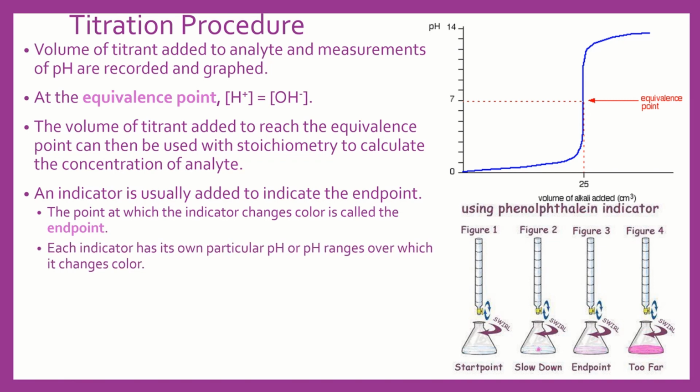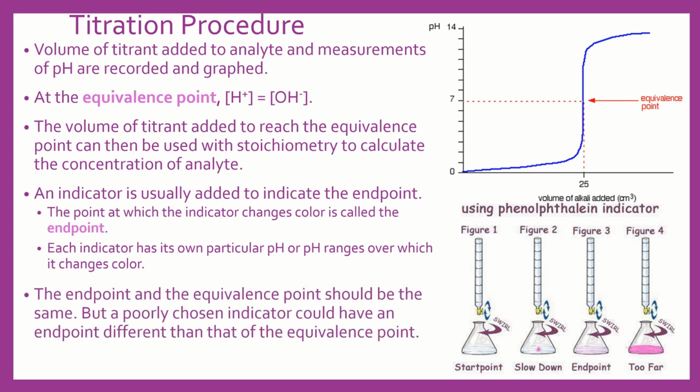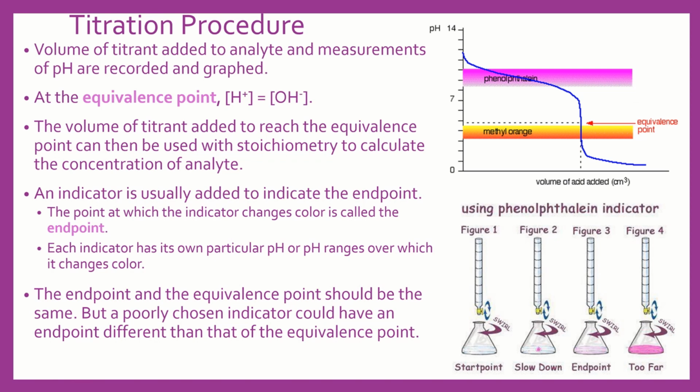So each indicator has its own particular pH or pH range at which it changes color. You want to make sure you choose a good indicator. Oftentimes you have to know, are you working with a strong acid, a strong base, or a weak acid and strong base, to help choose a good indicator, because indicators change at different pH ranges, and you want to make sure that your endpoint is the same as your equivalence point. If you do a good job choosing your indicator, your endpoint will be the same as your equivalence point. But with a poorly chosen indicator, you might not have the same endpoint as equivalence point.